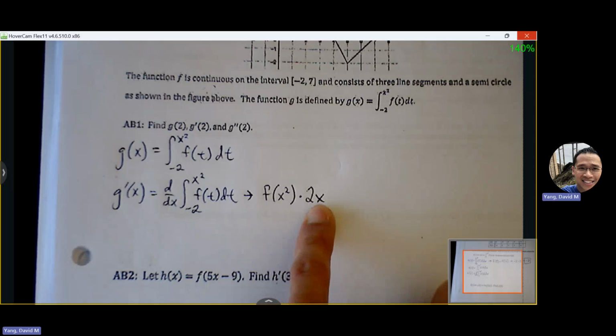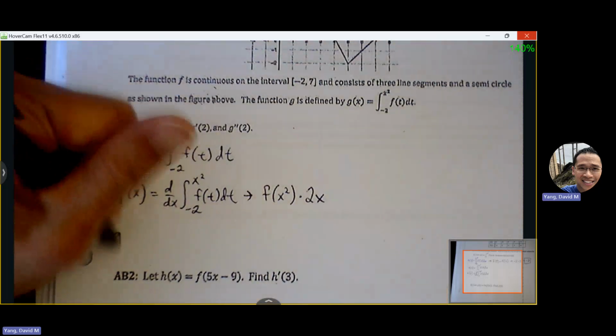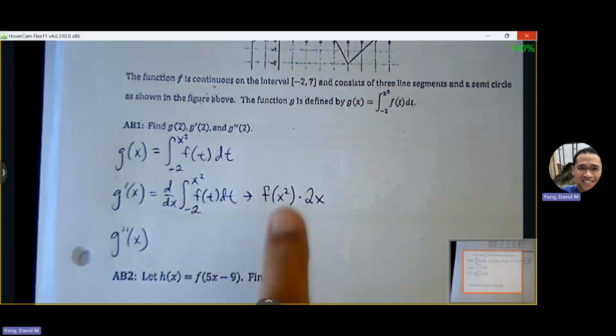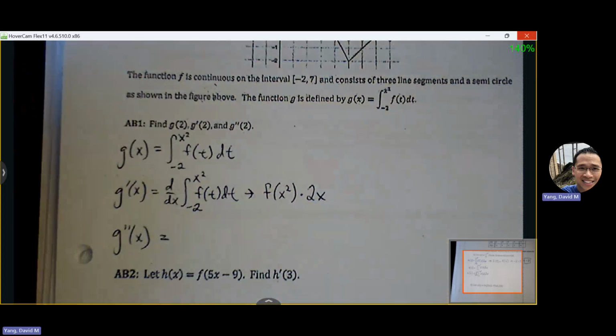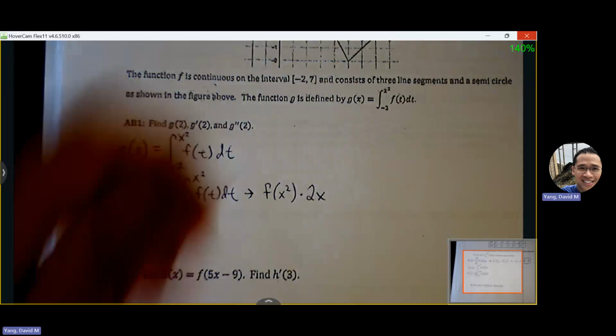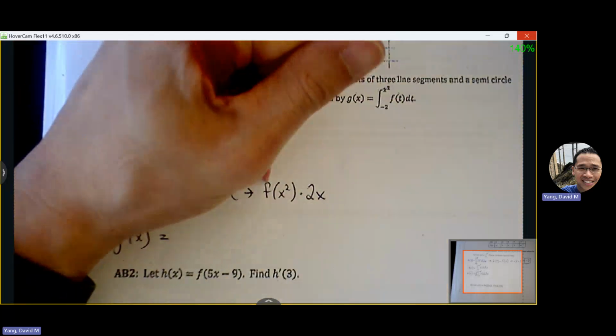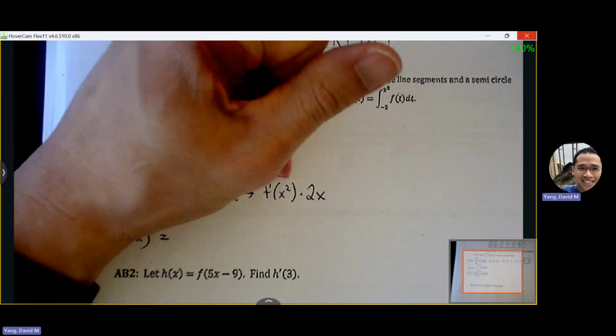It's times 2x, which means that if I want to find the derivative again, g double prime, I've got to go through a little bit more involvement to build a derivative. I've got to do chain rule and product rule as well. So let me build that out. Anytime I have 2 variables multiplied or 2 expressions multiplied, I've got to go through product rule.